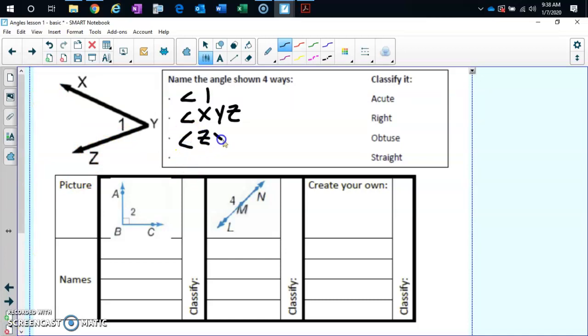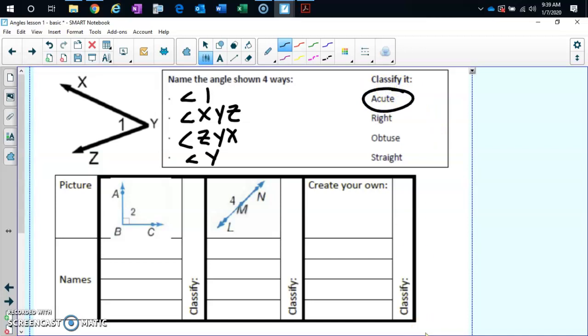Angle ZYX. I have a question for you. Could I name this angle ZXY? No, if I did ZXY, I'm talking about the angle that's up here that's not even drawn. What's the last way I can name this, Kendall? Angle Y. Because there's only one angle there, I can clearly use just the vertex. Is that angle acute, right, obtuse, or straight? Amelia. That is an acute angle.